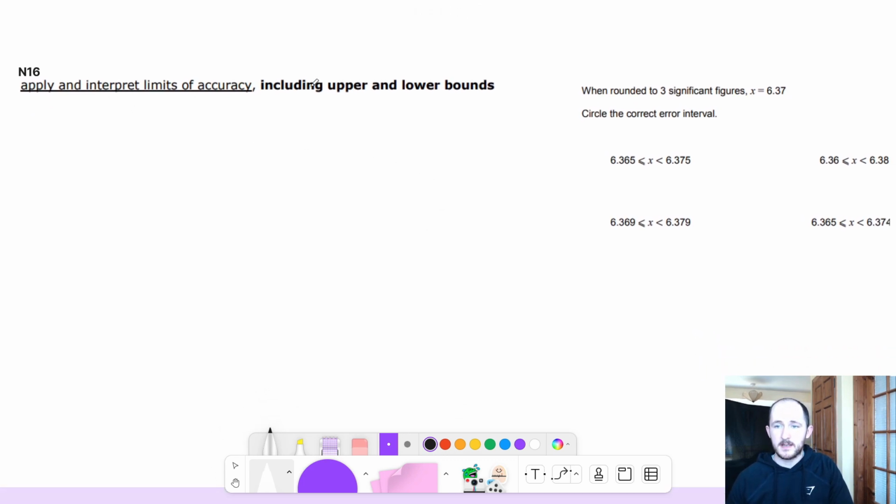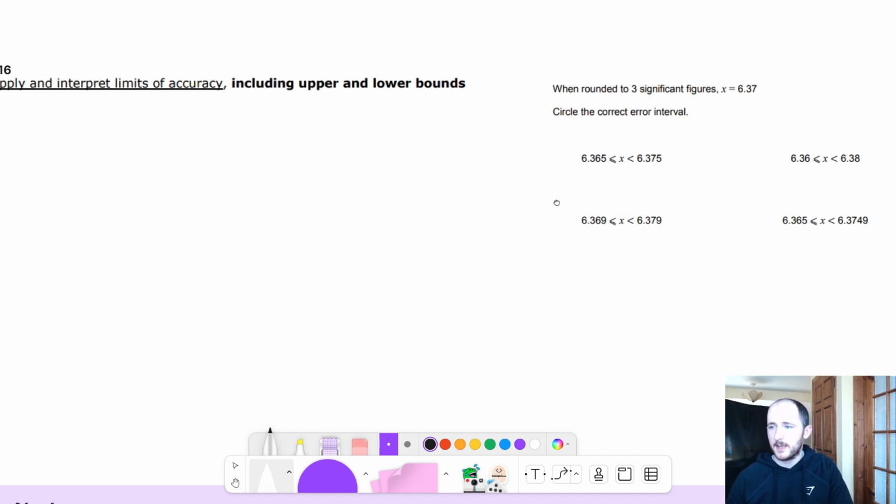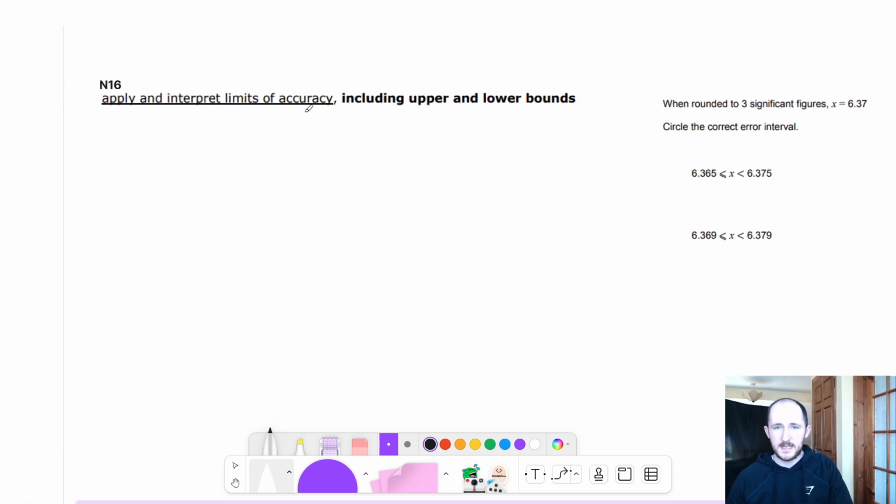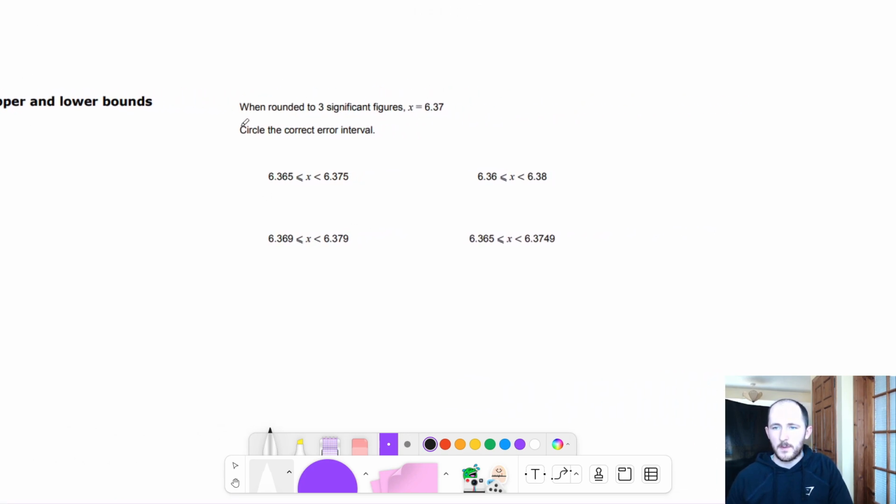Apply and interpret limits of accuracy, and then for higher tier, including upper and lower bounds. So, to be honest, these are very similar here, okay? So, when we do error intervals, what we're saying is, when we've rounded this to 3 significant figures, we're looking for a number that has more decimal places that will round to 6.37. And we want to get all of the values, right? So we can either write an infinite number of numbers, which sounds like it would take a while, or we can use good old-fashioned inequalities.